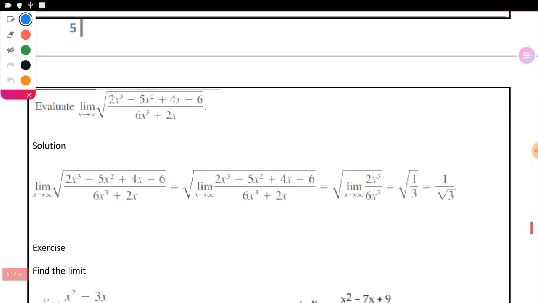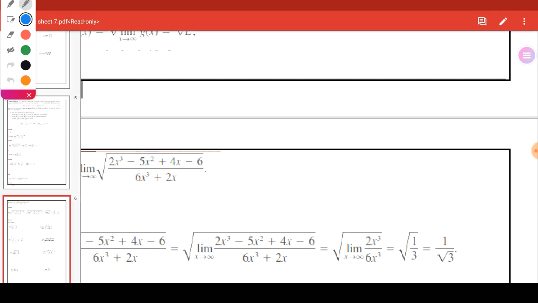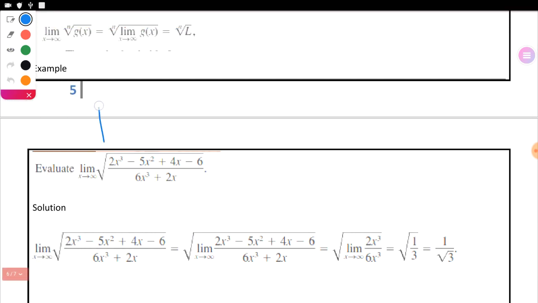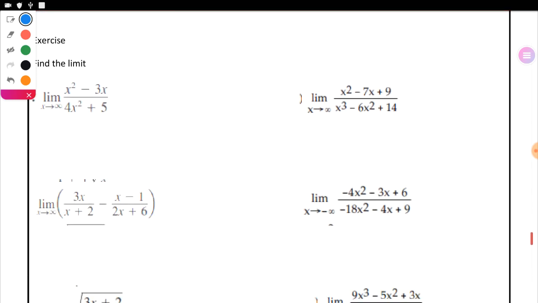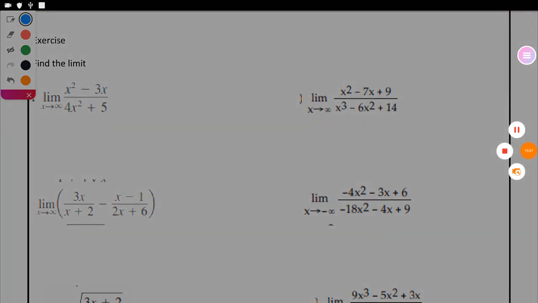This one, it's so trivial. This means the square root of the limit. But don't forget to know how to find the limit, the leading term. They have the same power, it will be the square root of 2 over 6, which will be in the simplest form 1 over 3. So it will be 1 over square root 3 as we solved it in the session. That is your turn. Your turn, please. Okay.